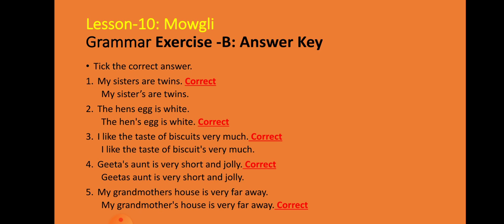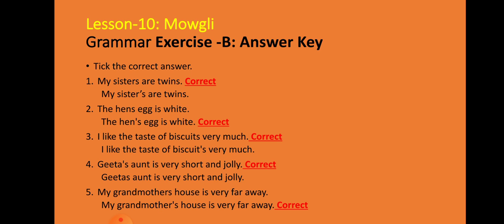The hen is white, but in the second one the hen's egg is white, meaning the egg. Hence, what is white? Egg. So this is correctly used with an apostrophe and s. The apostrophe and s usage of this possessive noun is correct. So the second one is the correct answer.